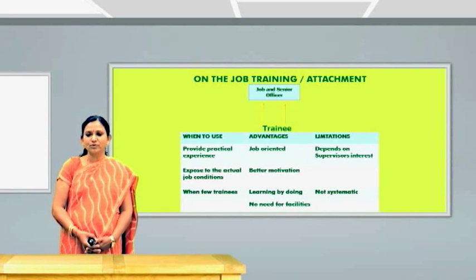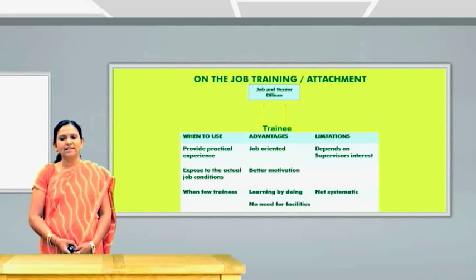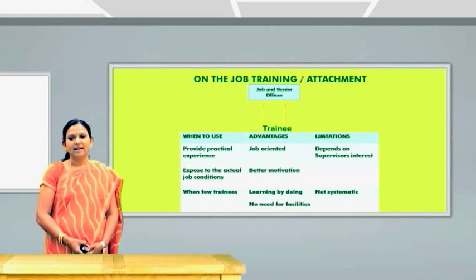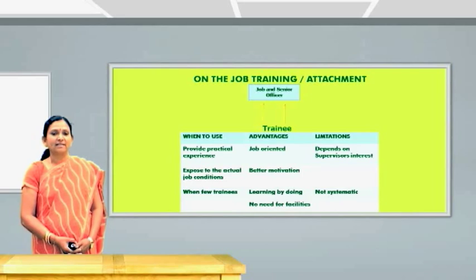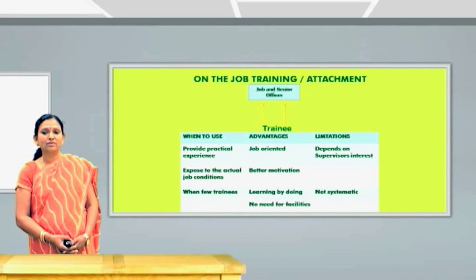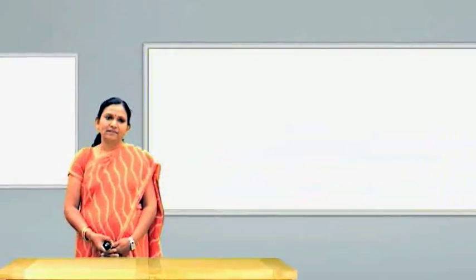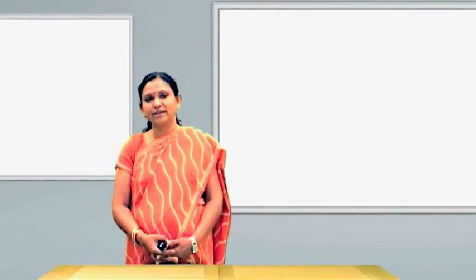Advantages are that it is mostly job oriented and juniors get motivation, and it is something like learning by doing. Limitations are there with this method also, in that one has to depend on the supervisor's interest. If the supervisor is interested, he will explain to the junior how to go about it, otherwise the junior simply has to observe and learn from the supervisors, and sometimes it may not be systematic in nature.